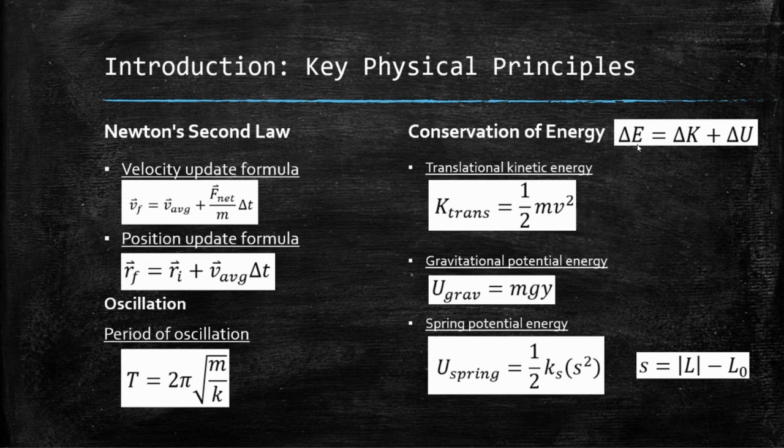Obviously, since this is an isolated system, delta E is going to be zero for the whole thing. So delta K and delta U should just be opposites of each other for each part of the system. And then translational kinetic energy is just the kinetic energy formula, 1/2 mv squared. Change of potential energy of gravity is the mass times gravitational force times the height of the object. And then spring potential energy is 1/2 times the spring constant times s squared, where s is just the difference between the current length of the spring and the relaxed length. And these three are the types of energies that we're going to be accounting for in the system for this lab.